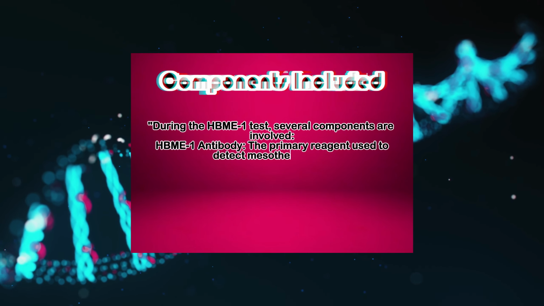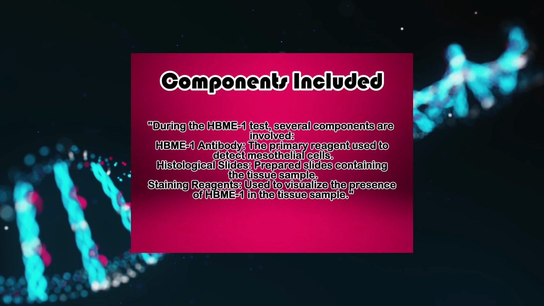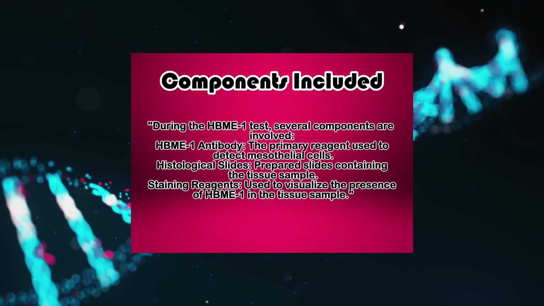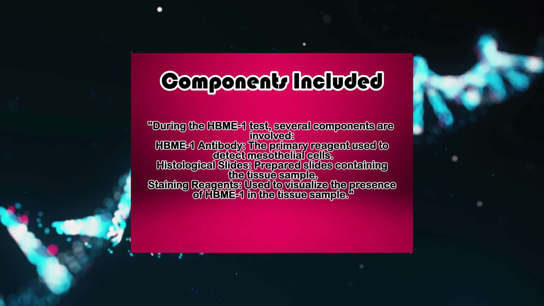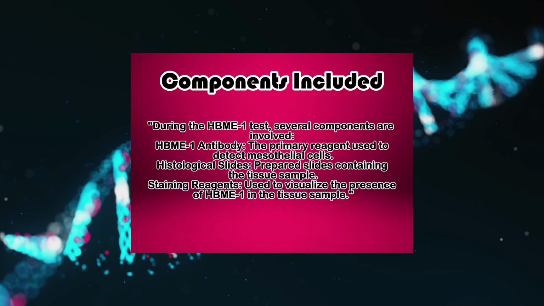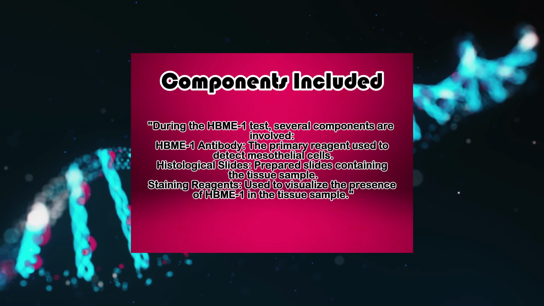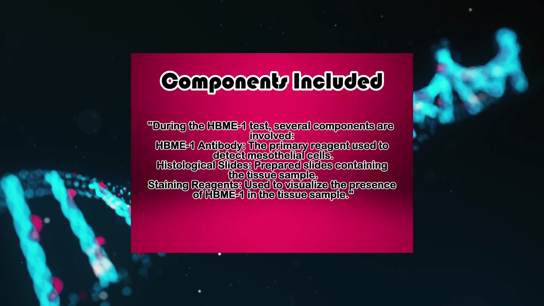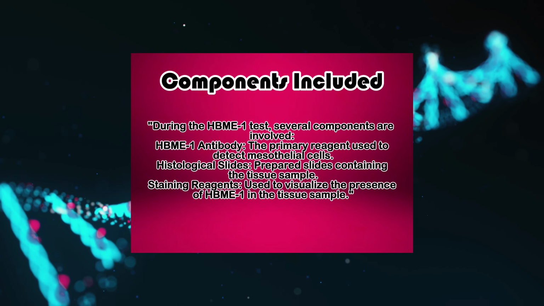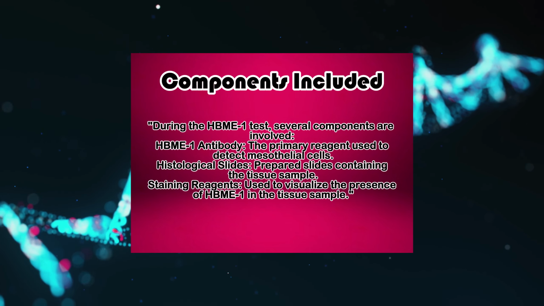Components included. During the HBME-1 test, several components are involved. HBME-1 antibody, the primary reagent used to detect mesothelial cells. Histological slides, prepared slides containing the tissue sample. Staining reagents, used to visualize the presence of HBME-1 in the tissue sample.